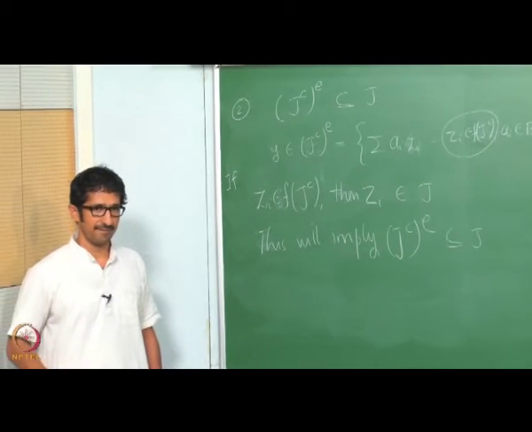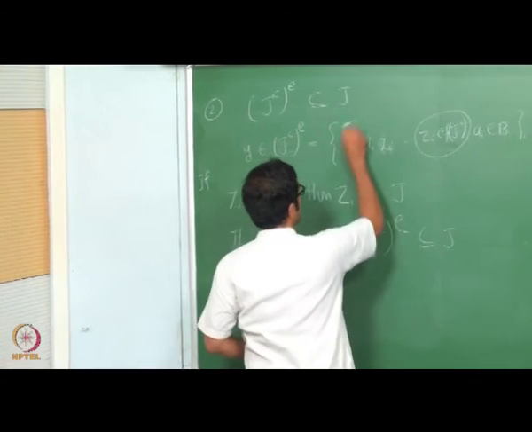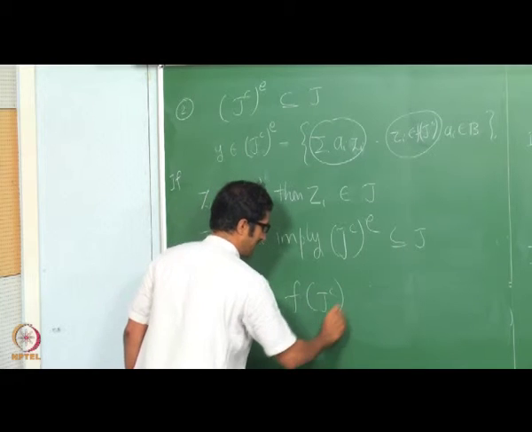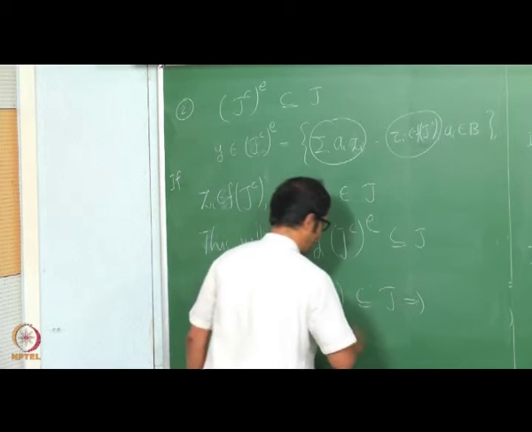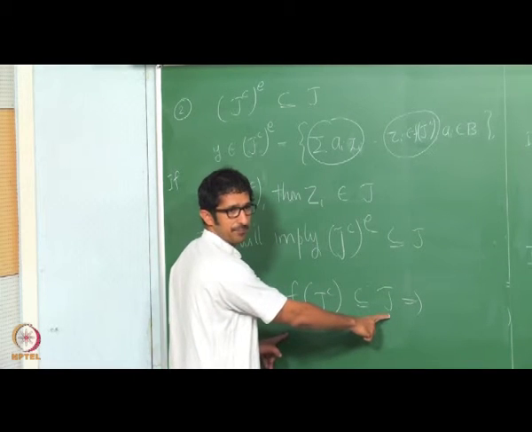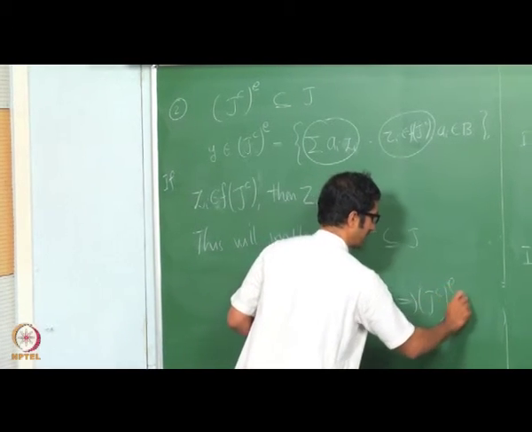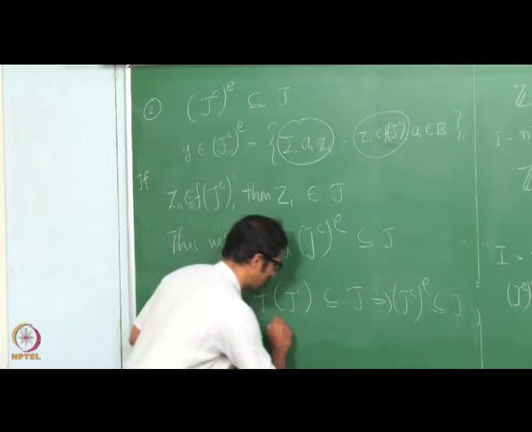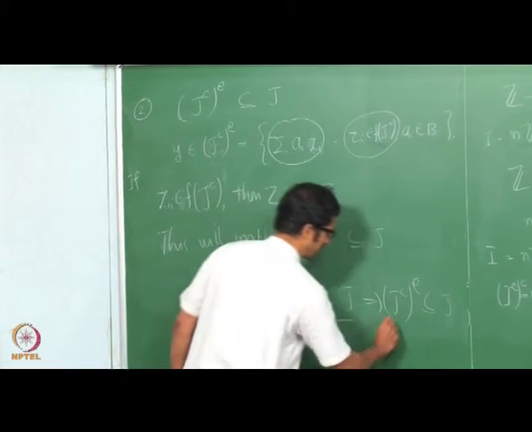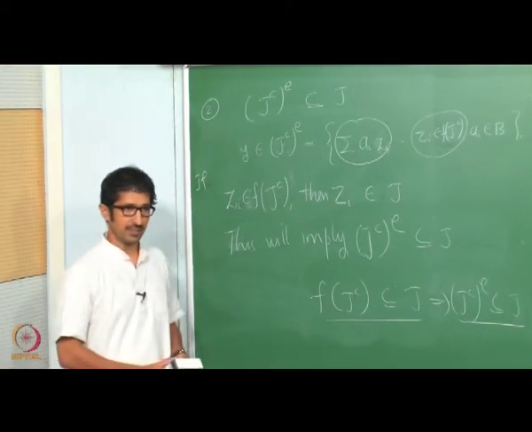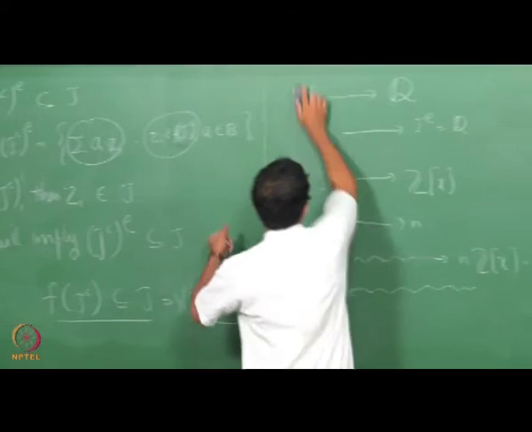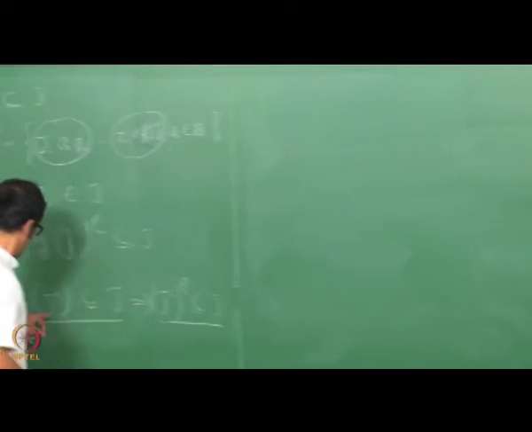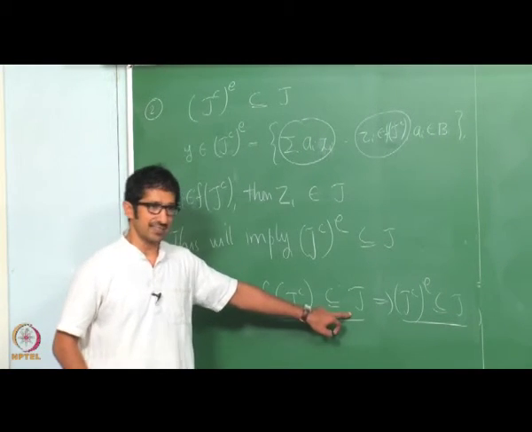Is that clear? I do not have to take all elements of this form. In other words, if this is contained in J, it will imply the ideal generated by this will be in J, or in other words, J contracted extended will be in J. That is what I am saying. So, we only have to prove that this containment is true. This will automatically imply this is true. So, let us try to prove this is true. That becomes pretty obvious now, right? F of J contracted is contained in J.